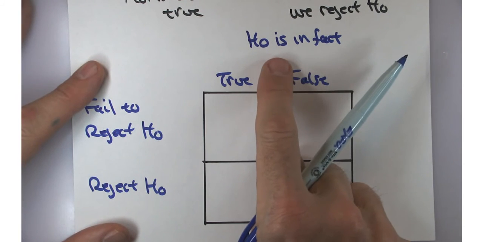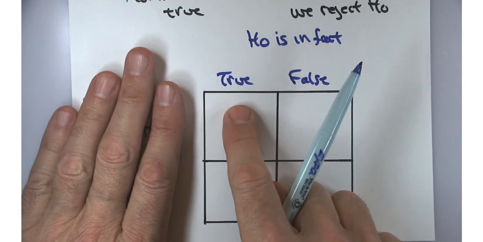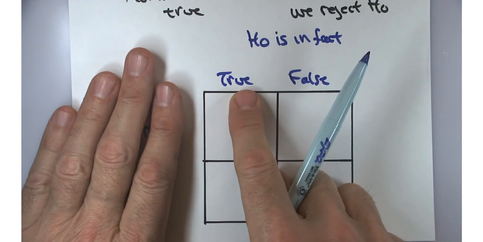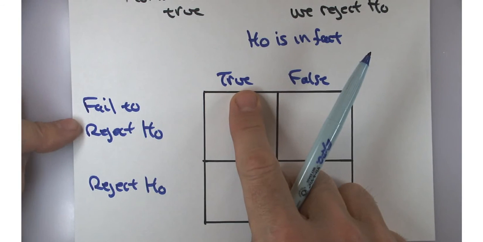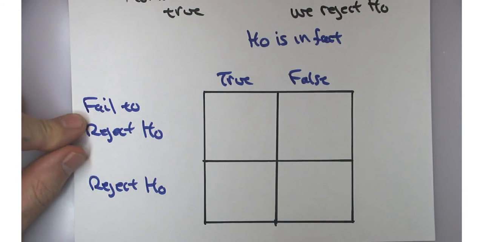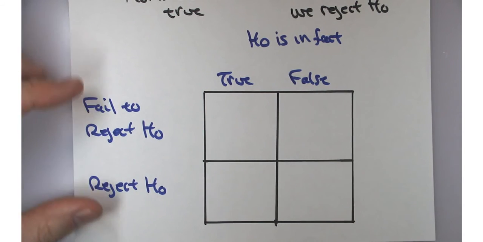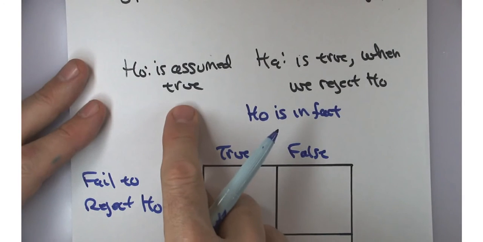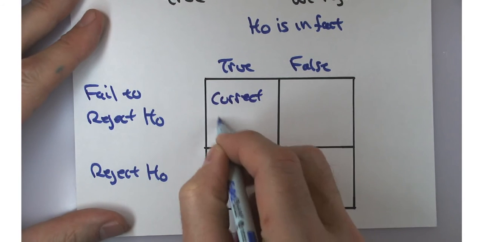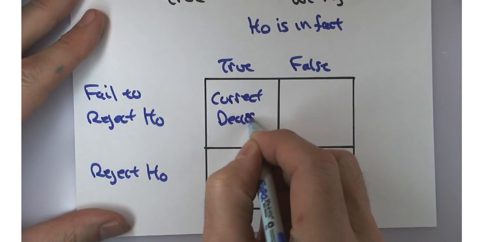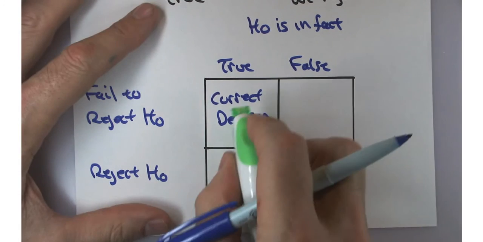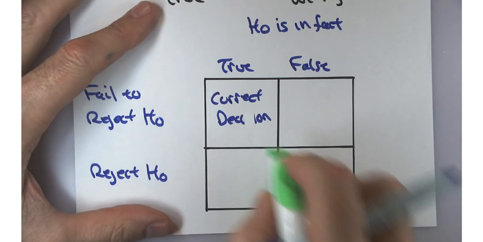So let's assume that H naught is true. Independent of H naught being true, we look at our data and we decide, oh, you know what, we're going to fail to reject H naught. That means we're not rejecting H naught, that H naught is what we believe is true. So this would be a correct decision. Because we're not rejecting H naught. H naught is true, we didn't reject it, so that's a correct decision.